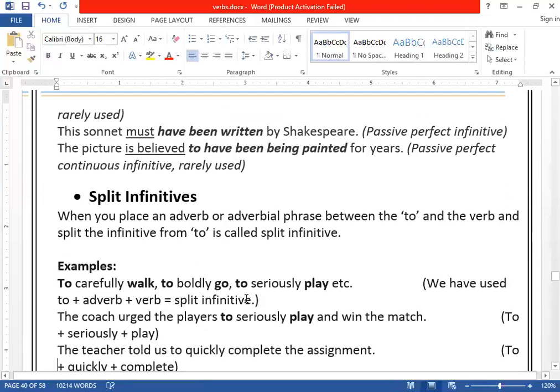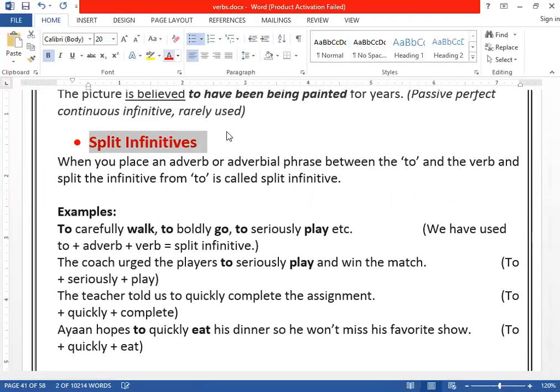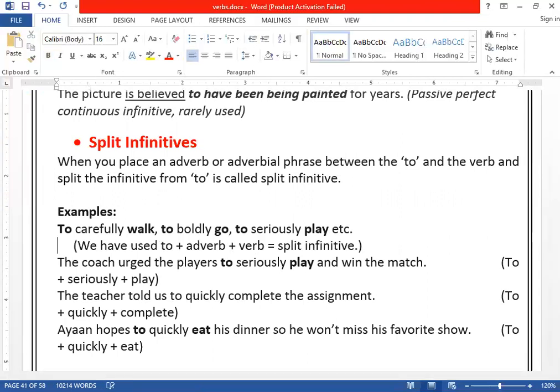Is this clear? Next, we want to come here. The third one, we are going to finish the topic as well because it's a very lengthy topic. And split infinitive. The third type of infinitive is called what? Split infinitive. Third one.